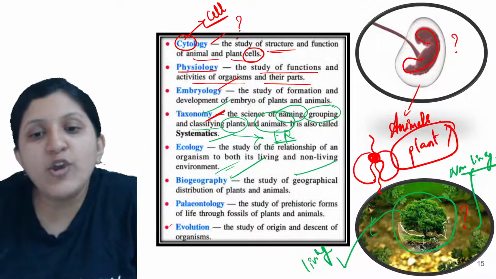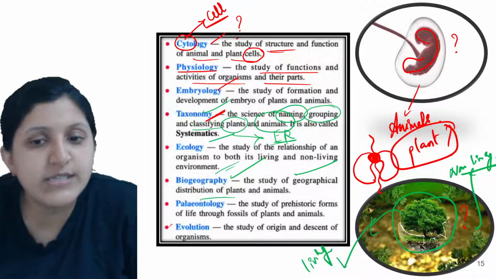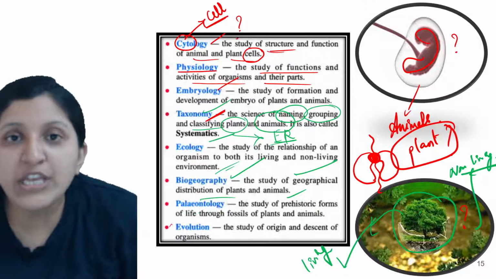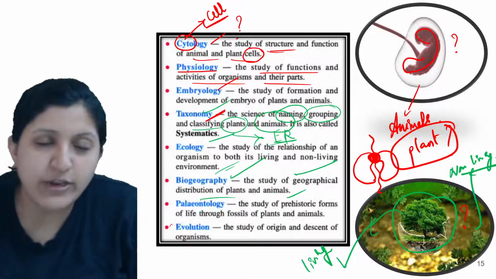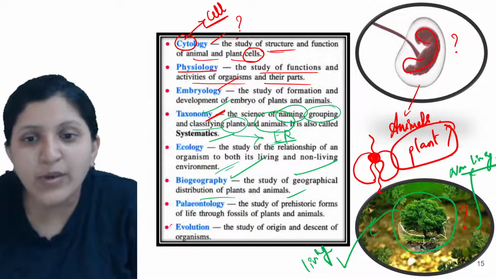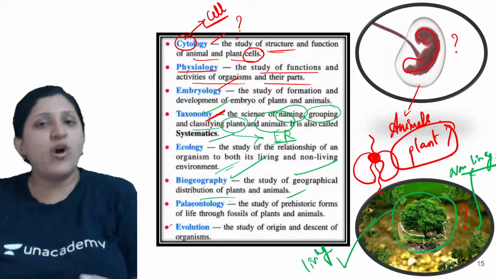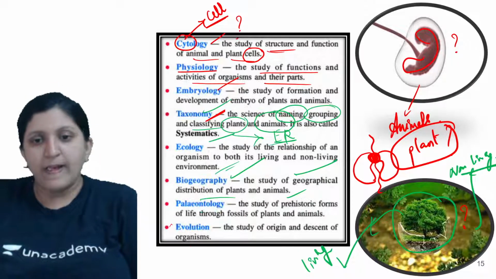Then biogeography. This is the study of the geographical distribution of plants and animals. Like, in what region, what type of plant you can find, and in what region, what type of animal you can find. So basically the geographical distribution of organisms is checked here.